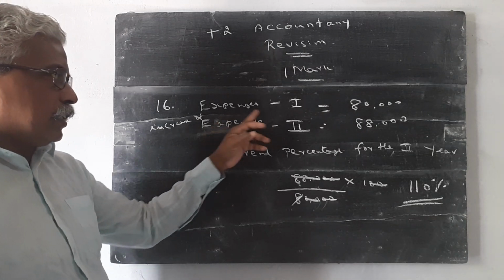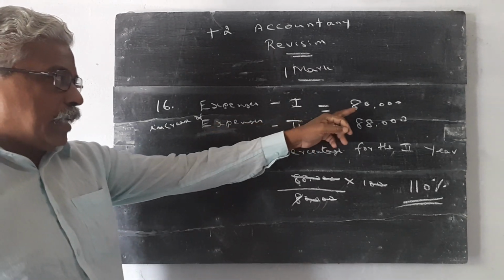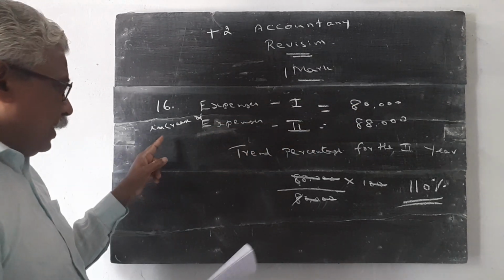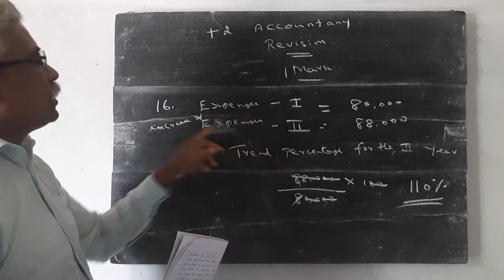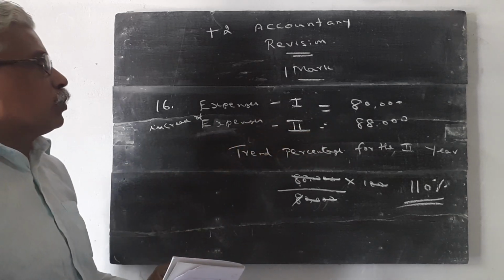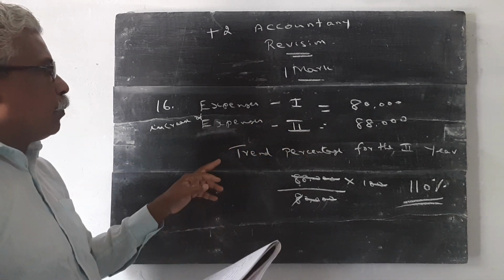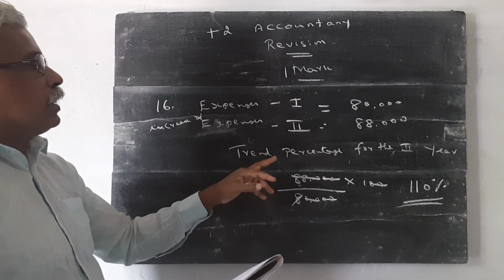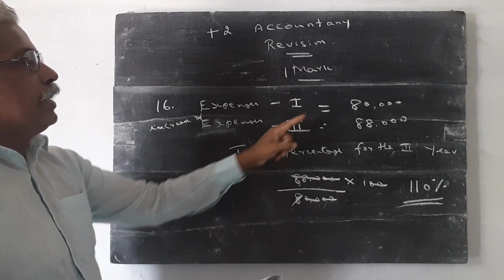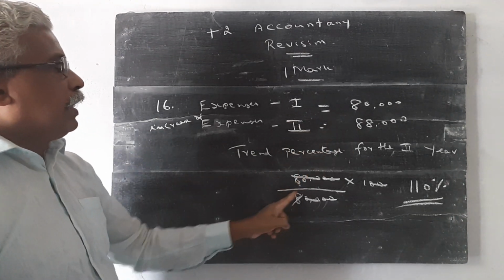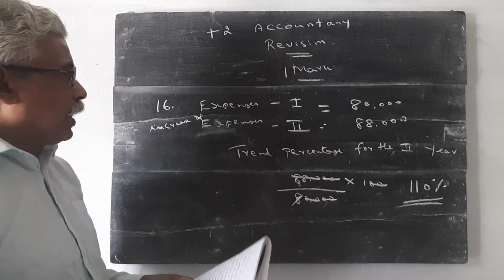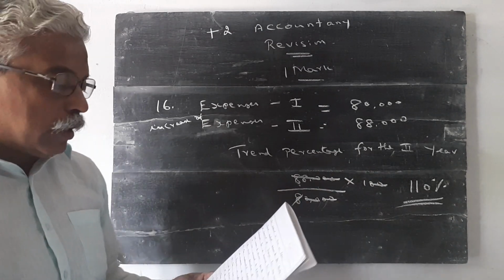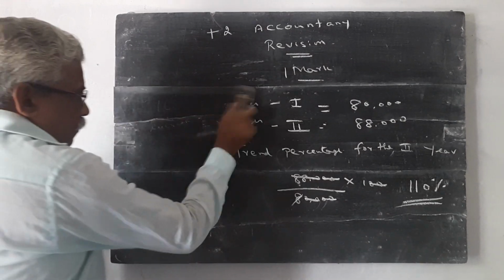Expenses for the first year is rupees 80,000. Increase of expenses, not the expenses of the second year, increase of expenses for the second year is 88,000. Calculated trend percentage: trend percentage for the second year is equal to 88,000 divided by 80,000 into 100. We will get 110. Then question number 17.